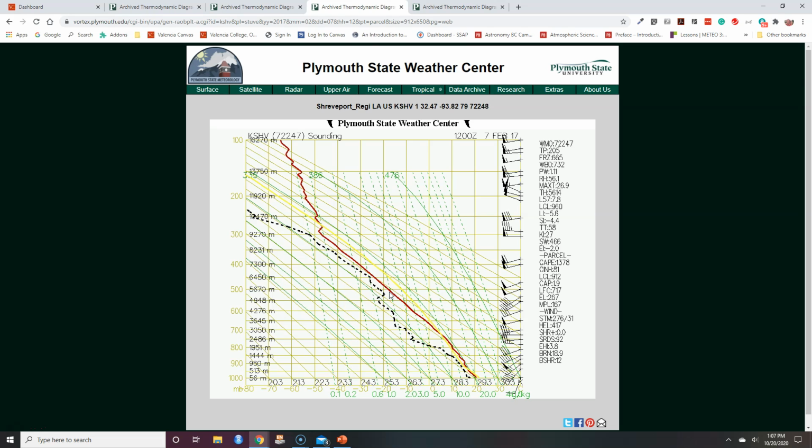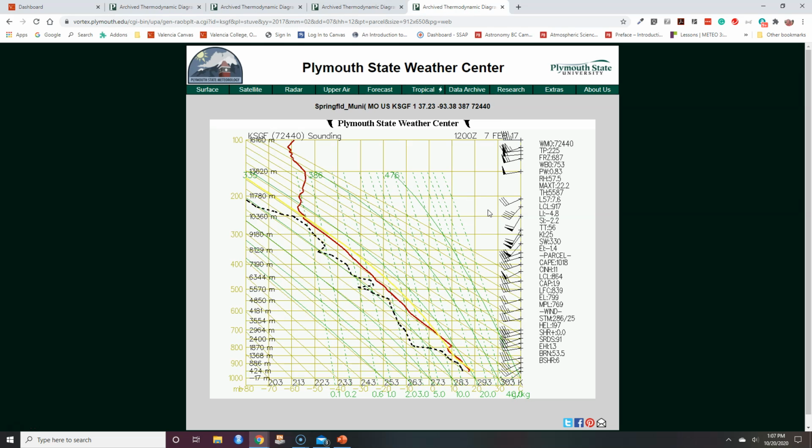But the one thing that you want to look at is the 500 millibar level, and look at that gap. This is where I would do my lifted index and totals calculations. And then once you actually do the lifted index and totals and you look at that spacing in between there, you can see that Shreveport is at a much higher risk than Springfield.